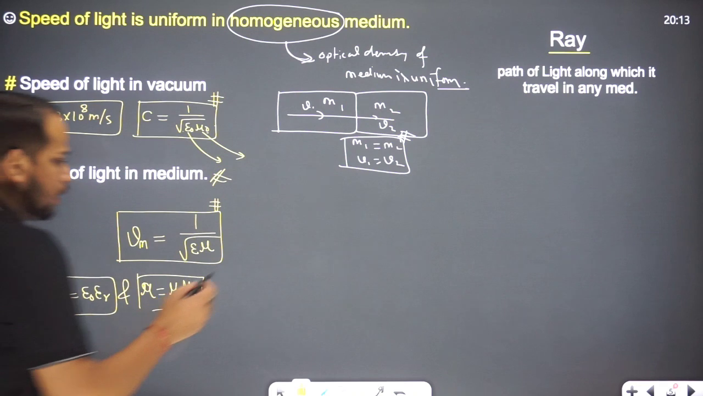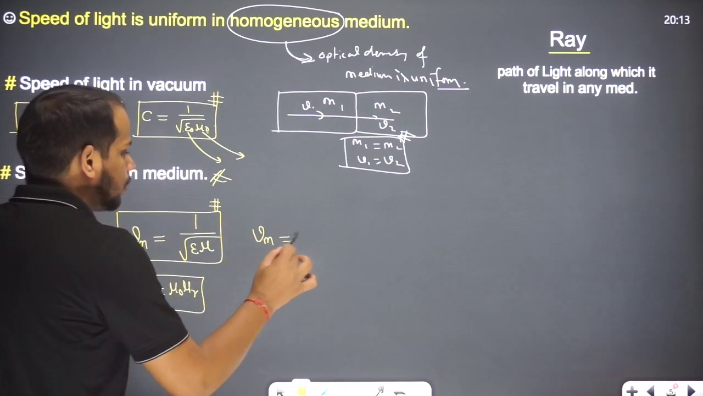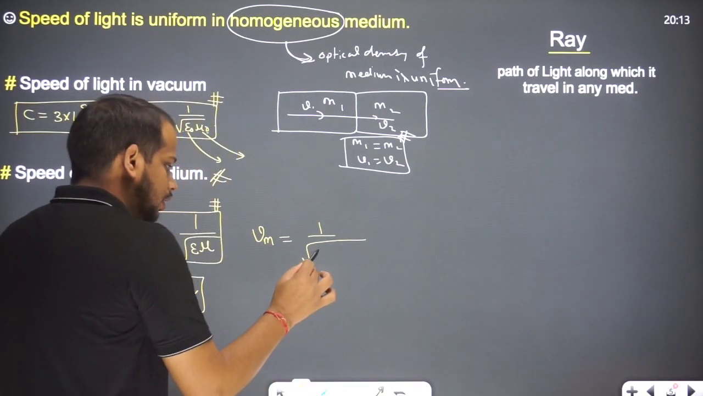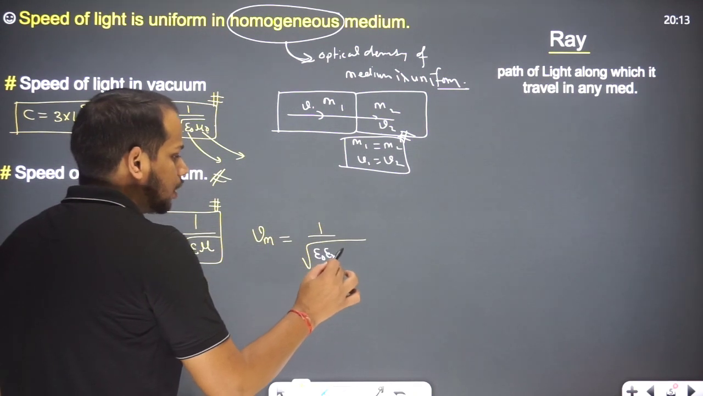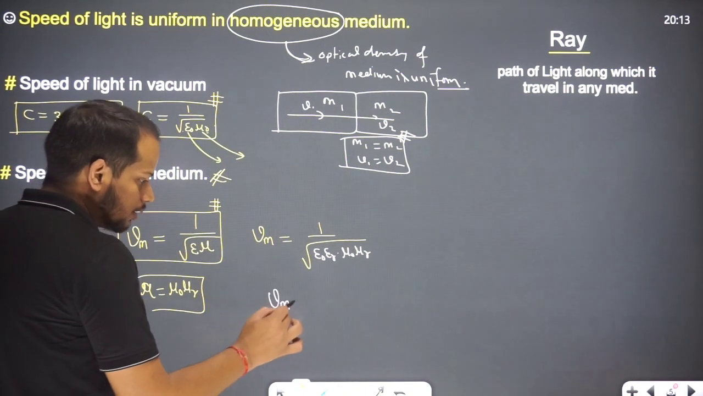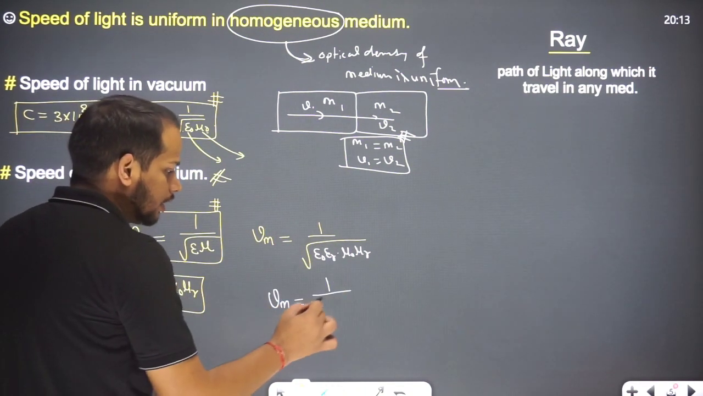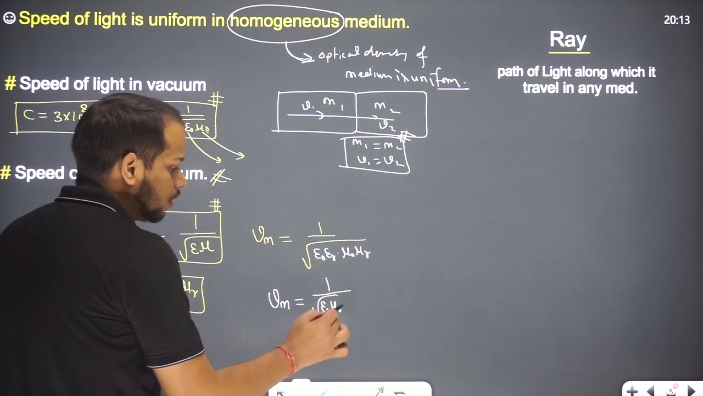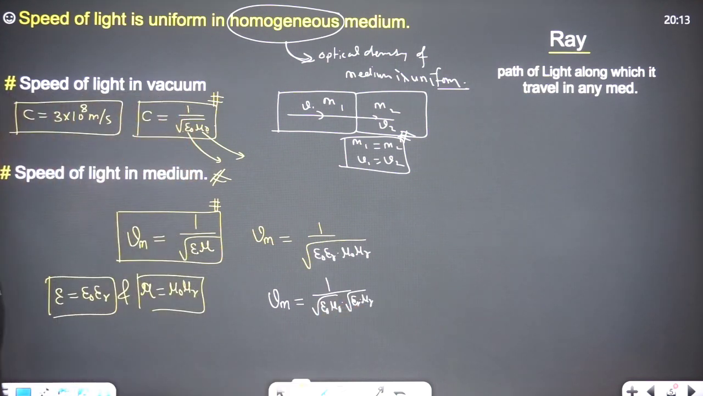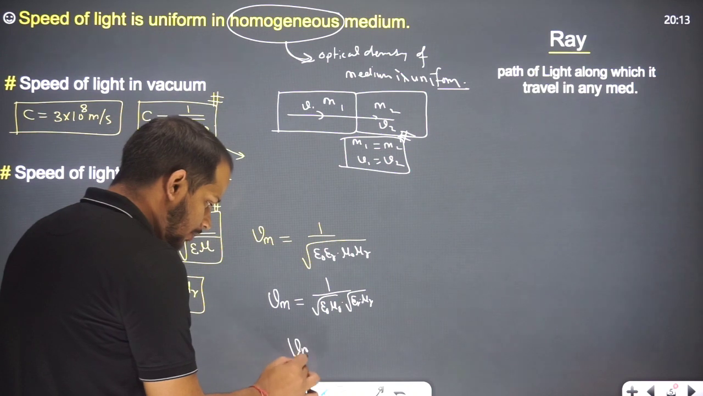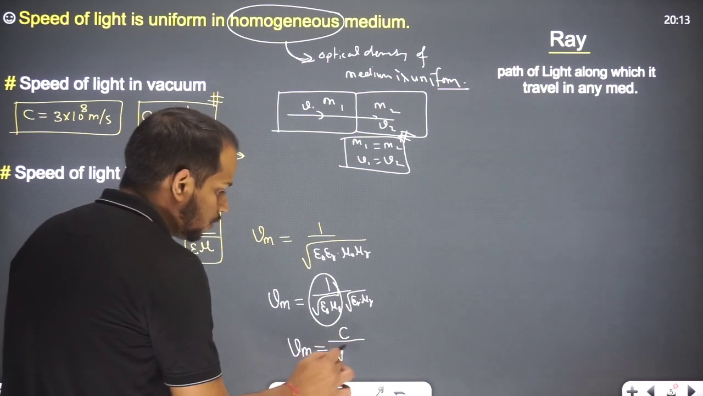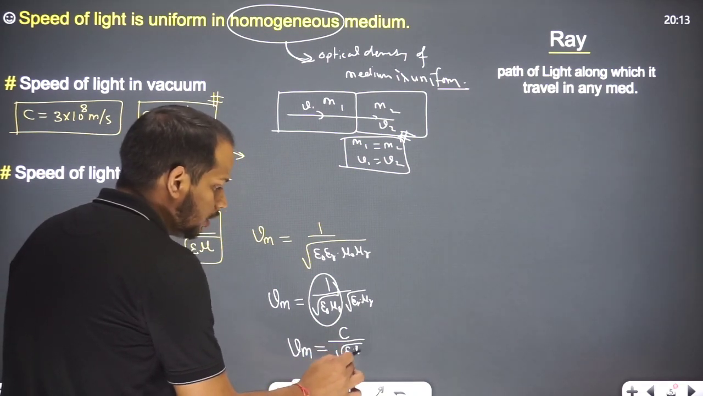So what we will write over here, we will write v of the medium is equal to 1 upon, can we replace these things? So we can write it like this: epsilon naught into epsilon r into mu naught into mu r, right? So what we will see over here, this is 1 upon, can we write it like this? Epsilon naught into mu naught into root over epsilon r into mu r. Can we write it like this? Okay. So what will happen over here? So what is the medium here? This is c. So this is c by root over epsilon r into mu r.